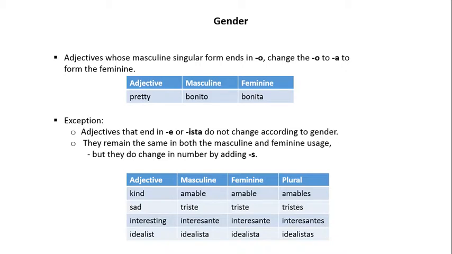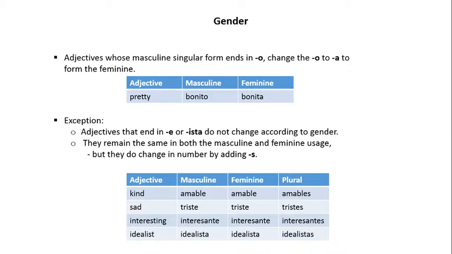Here we discuss gender. Adjectives whose masculine singular form ends in O, we change the O to A to form the feminine. So, using the adjective pretty, the masculine is bonito, the feminine is bonita. We just change the O to the A. Now, there are exceptions. Adjectives that end in E or ISTA do not change according to gender. They remain the same in both the masculine and feminine usage, but they do change in number by adding S.